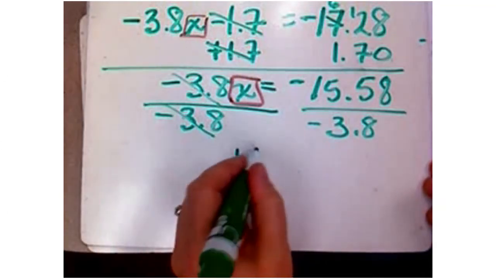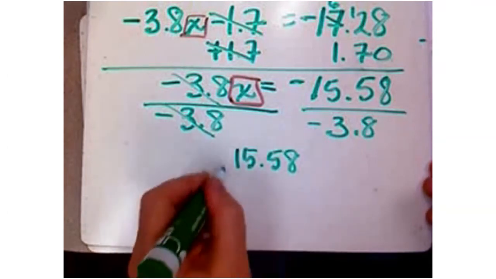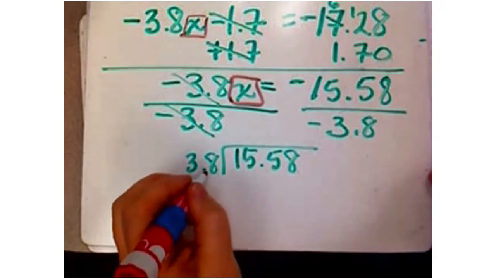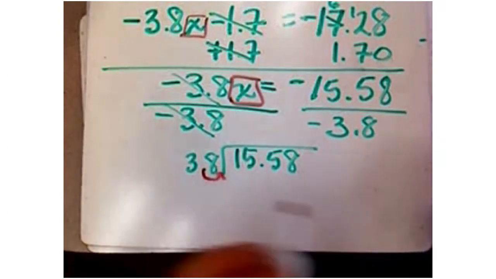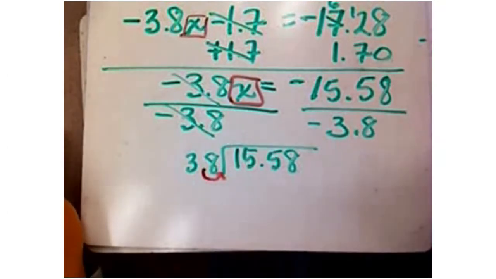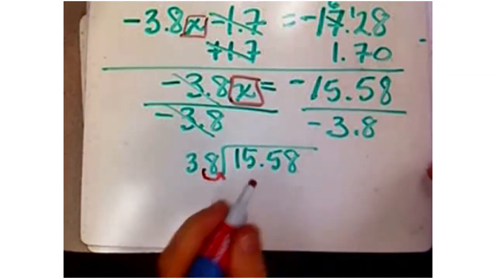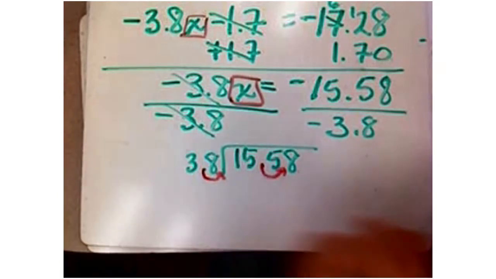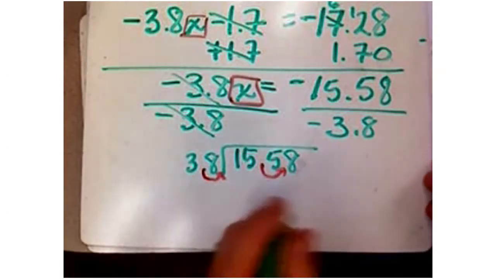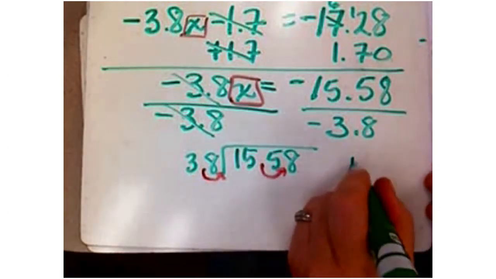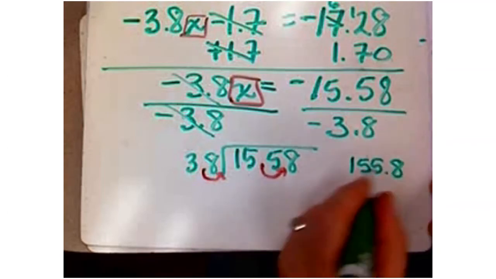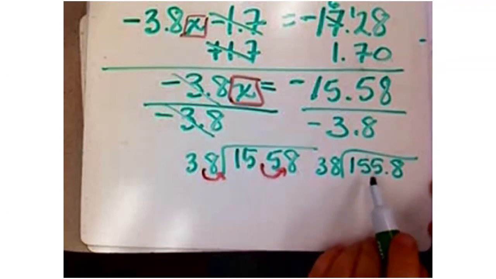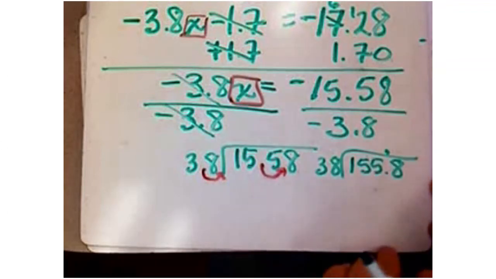So we're just going to write out 15.58 divided by 3.8. We got to move our decimal one place to the right on our divisor to make it 38. So then we have to move it one place on the dividend to the right to make it 155.8. So you can rewrite that 155.8 divided by 38. And then you can do the division on that. Place your decimal point up top.